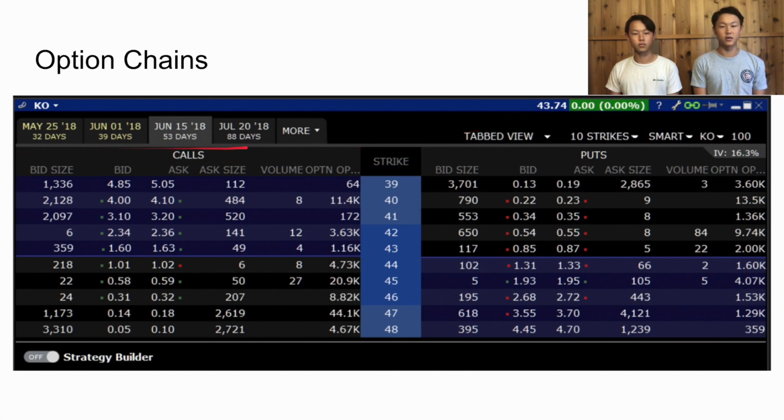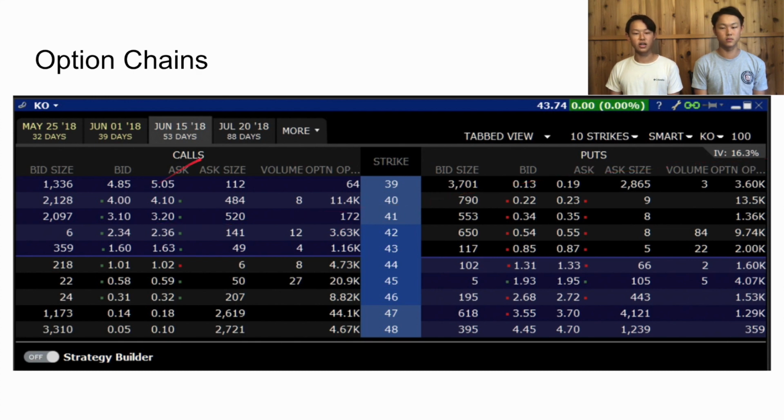These tabs here show the expiration dates. We can switch between them to show options from different dates. The day that we have selected in this photo is 53 days from the day this photo was taken. All the options shown here on this screen are from this expiration date. We can see the implied volatility on the top right here. We will discuss this in a later video.